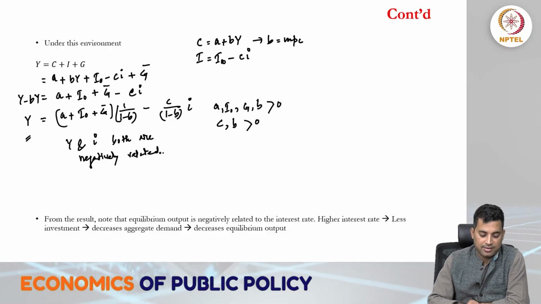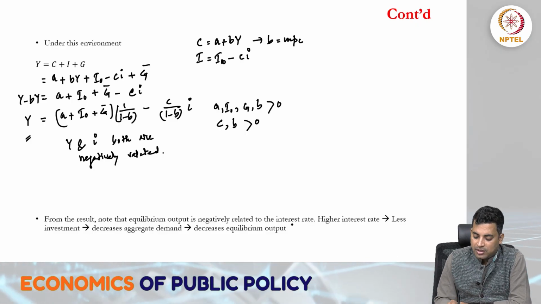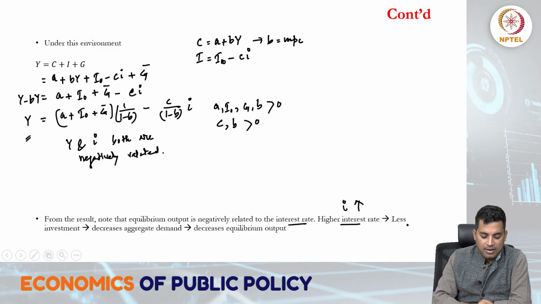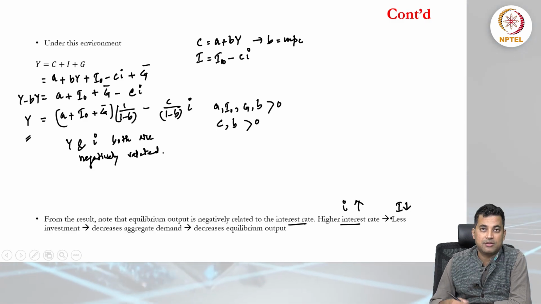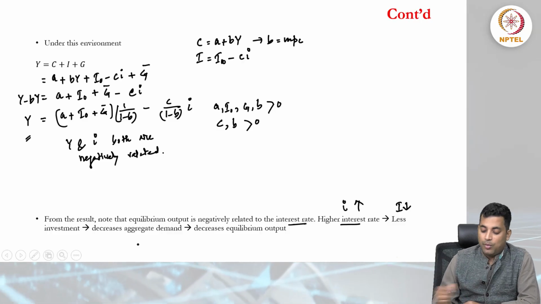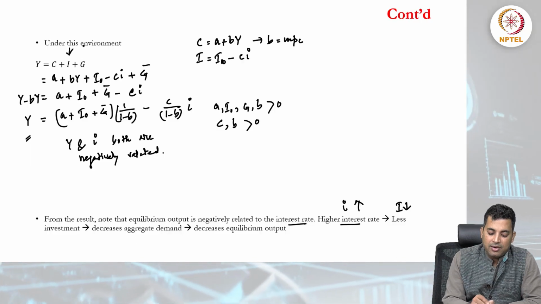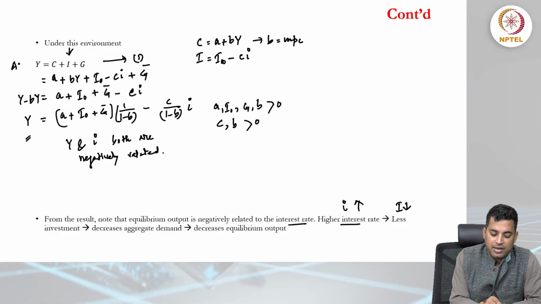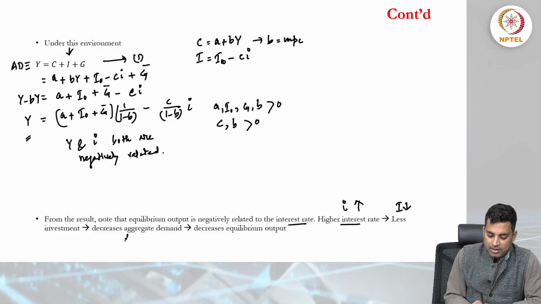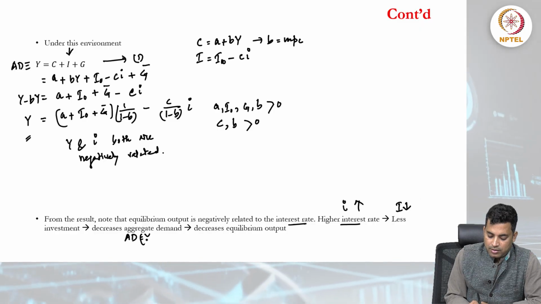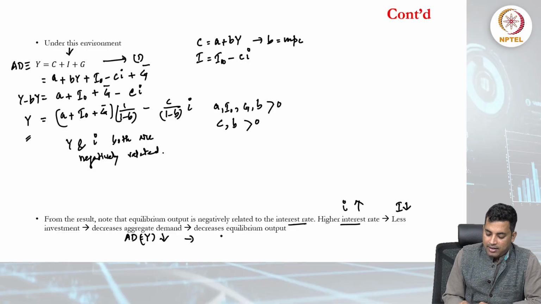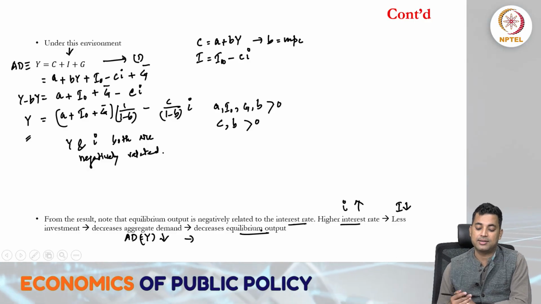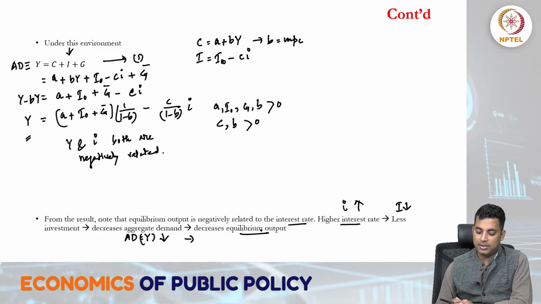So from the result, note that equilibrium output is negatively related to the rate of interest. If i is high, there is less investment, which we already know. Once investment decreases, from this grand equation, aggregate demand decreases, and this decreases the equilibrium output. This is quite obvious, and we will also discuss it further.